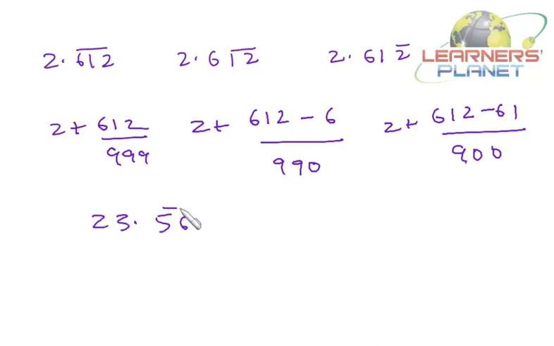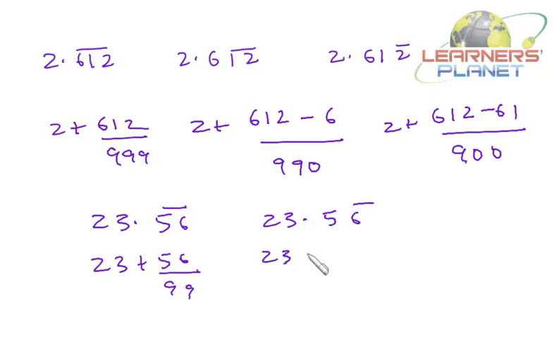Now suppose I am having one more number, 23.56, maybe 56 bar. So what I can write is 23 plus 56 by 99. Suppose I am having 23.56 with the bar on 6 only. So what I'll be writing is 23 plus 56 minus 5 over 9 for the 6 and 0 for the 5.